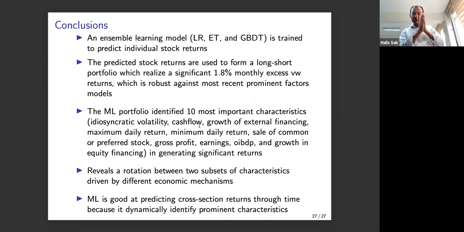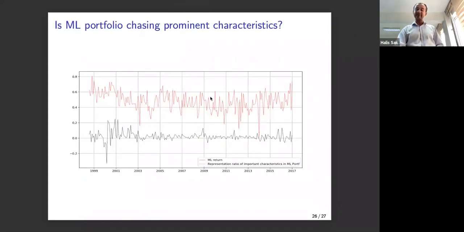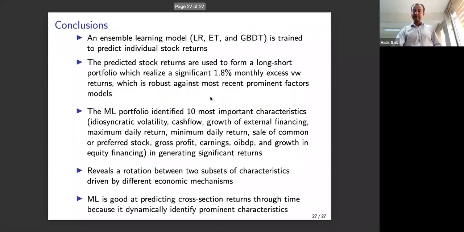And they keep changing. We keep observing them. When we look at their rankings, it keeps changing, and this is why we say that it reveals a rotation pattern. Also, we can say that machine learning is good at predicting cross-sectional returns through time because it dynamically identifies prominent characteristics. And this is coming from this graph. We have this result.